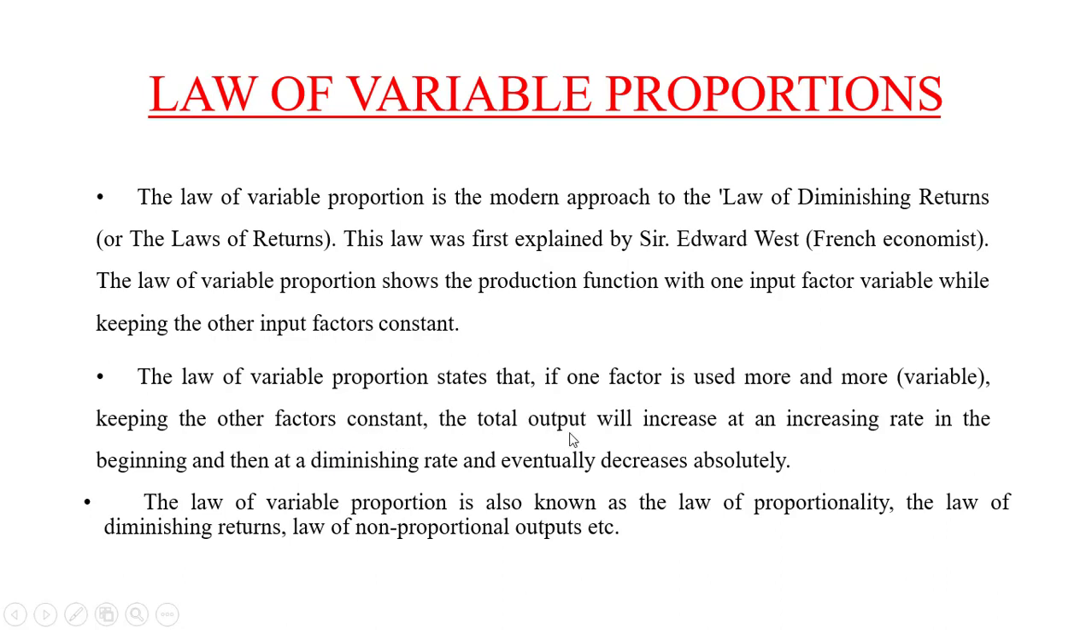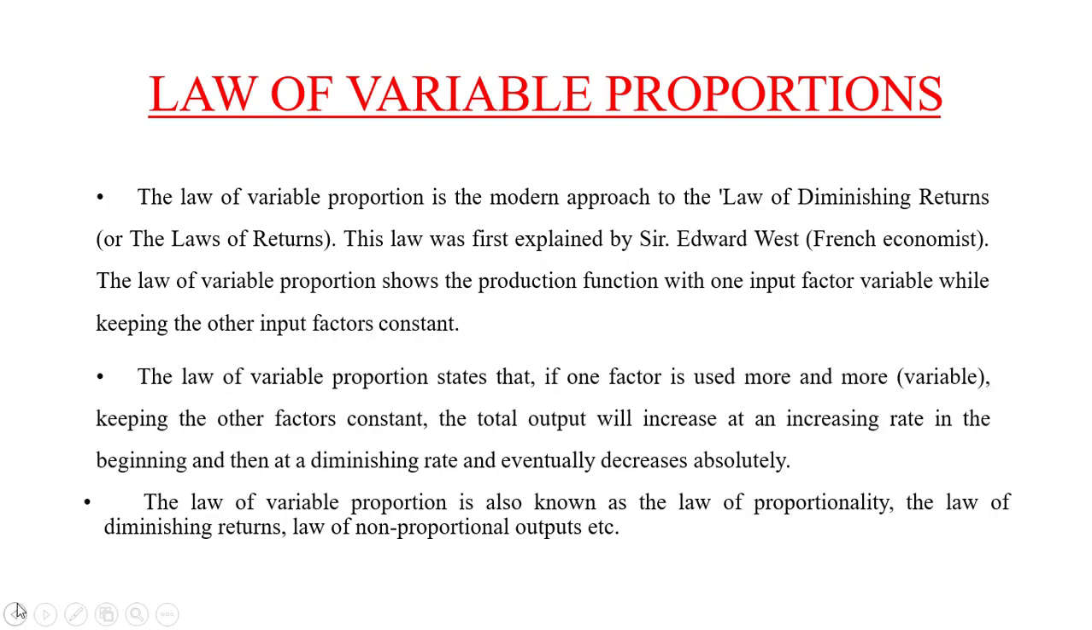So in that case, we will be talking about only the output now. The total output will increase at an increasing rate in the beginning and then at a diminishing rate and eventually decreases. So when the labor is changed and the capital remains constant, what will happen to the output? First, it will increase at an increasing rate. That means the total output will increase very fast in the beginning, and then they will increase but at a decreasing rate, not so fast, and then they will go down.